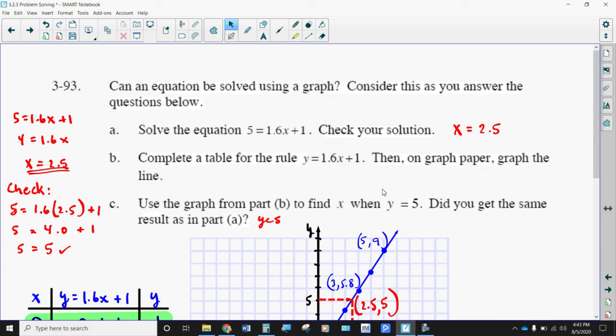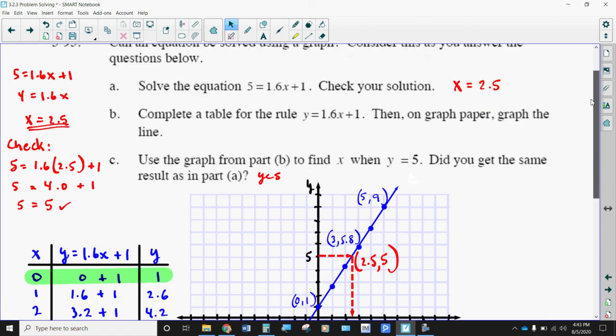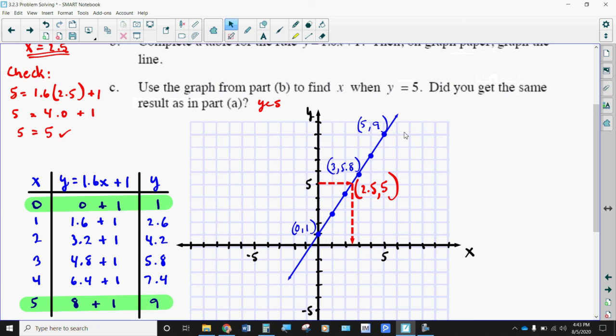So it's going to be very critically important that as we progress, you are proficient with setting up tables, with graphing, and with solving the equation based off of a rule.